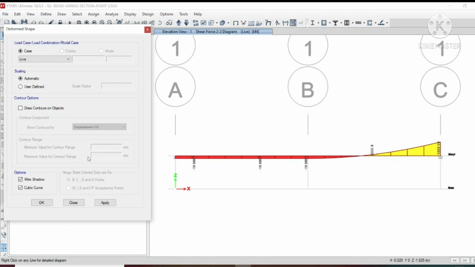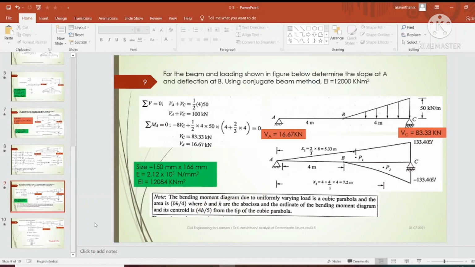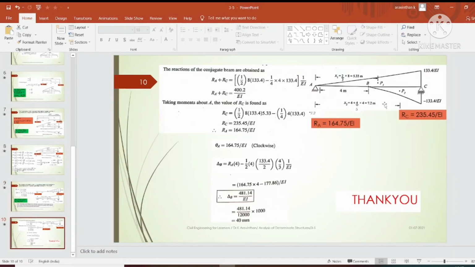The deflection here, yes, our deflection here we got as 39.63, so it is nearly 40 here. And that is the answer which we have arrived at.